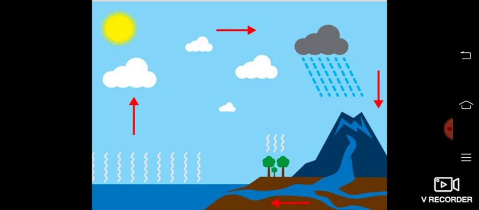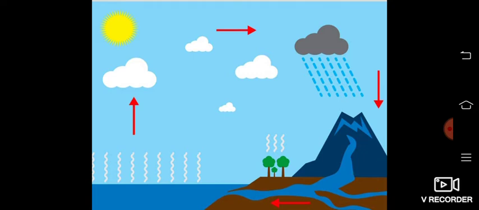Next, look at this picture. This is the water cycle. You all must learn this and you must understand what it is. Okay, look at this picture. The water in the ocean or lake or river, wherever water is there, right? That water is evaporated. When is it evaporated?